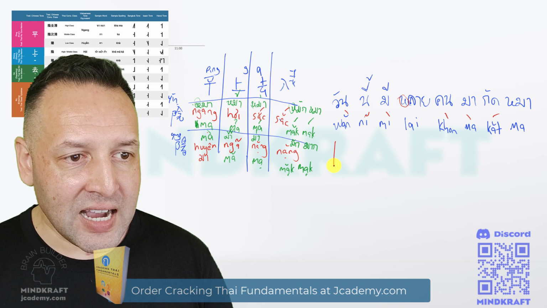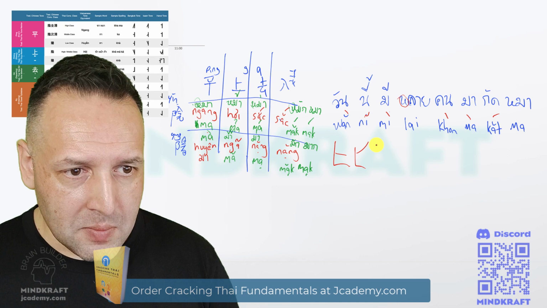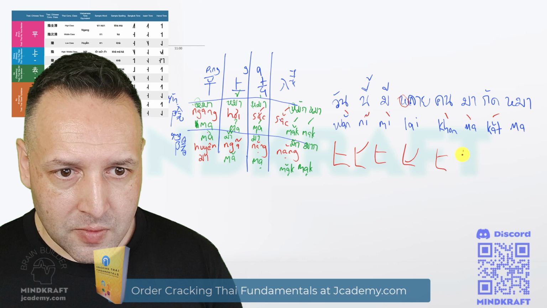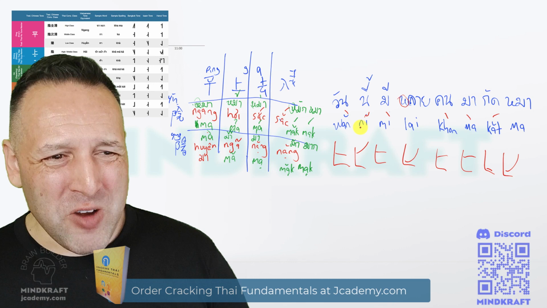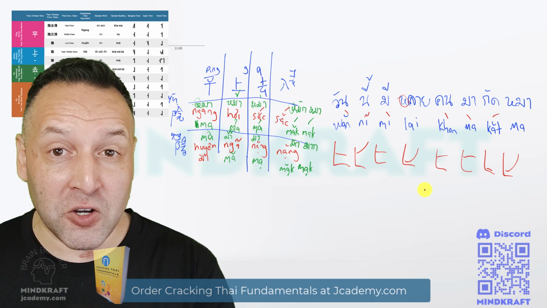So in Thai, if I were to write the tones, it would be one ni mi lai kon ma ga ma. So one ni mi lai kon ma ga ma. And you think, well, those don't really match these contours. They're not supposed to. Remember, they're just representing classes of tones. They don't have to represent the pitch contour.